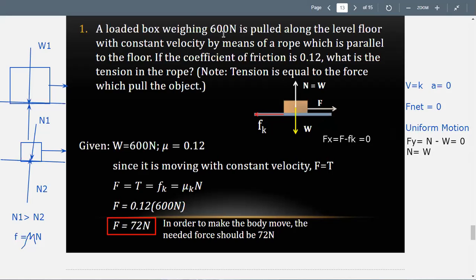So from here, if F minus Fk is 0, then the applied force F is just equal to Fk. Oh, sorry, there's no mu there. So our value here is simply the applied force, which is equal to Fk. And what is our value of Fk? If F is equal to Fk, then we know that Fk is mu times N.